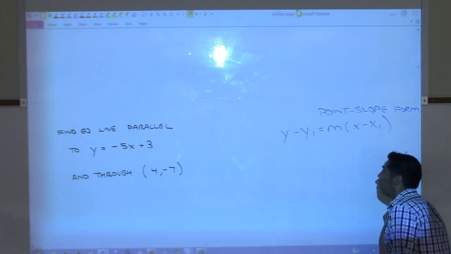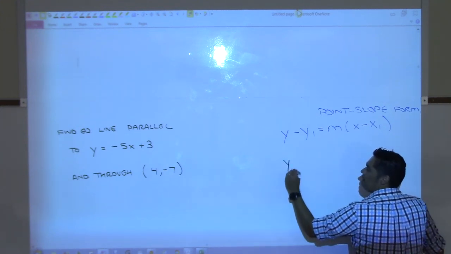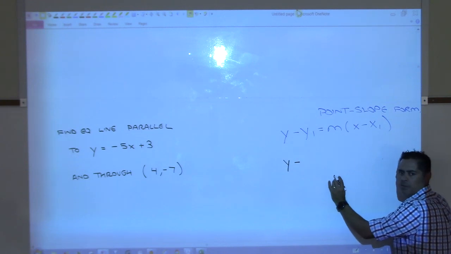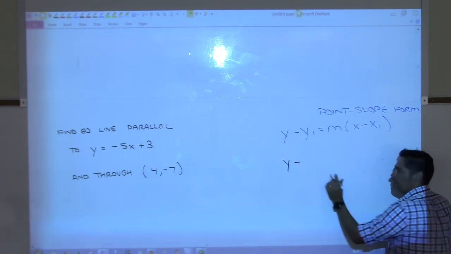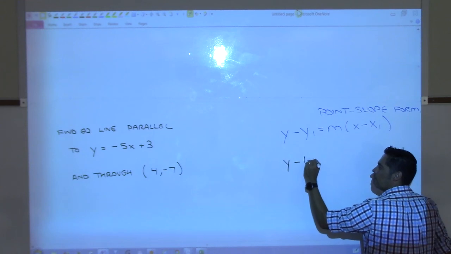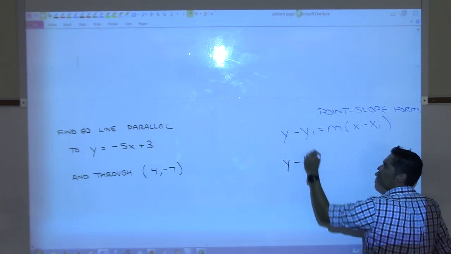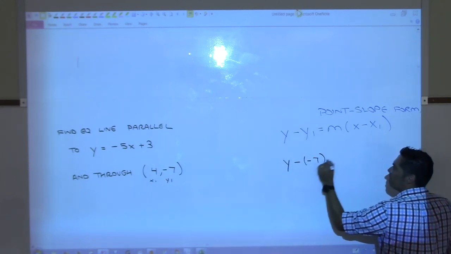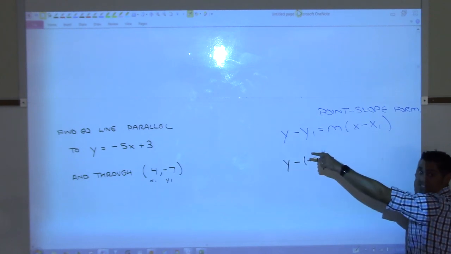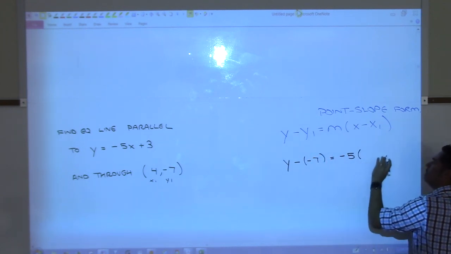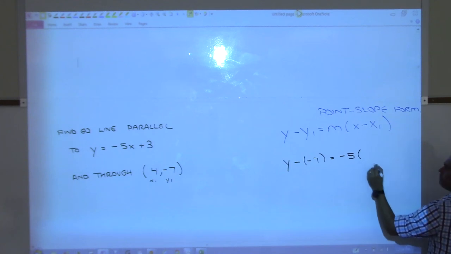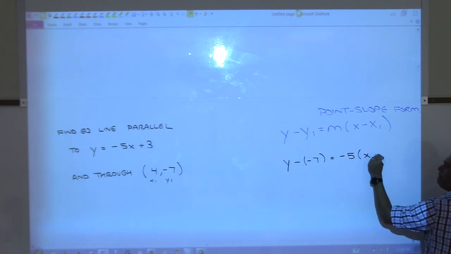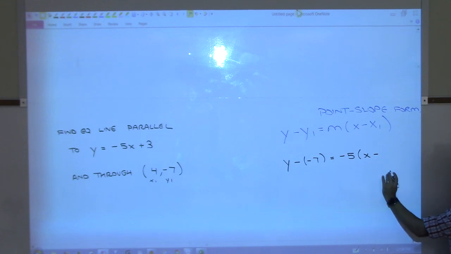So over here, you have y minus what? Minus 7, good. So this is our x1 and y1 here. All right, so y minus y1 equals the slope, which you said is the same. Yeah, negative 5, and then x will be x, then minus the 4. There you go. Okay, that's it, right? That's it.